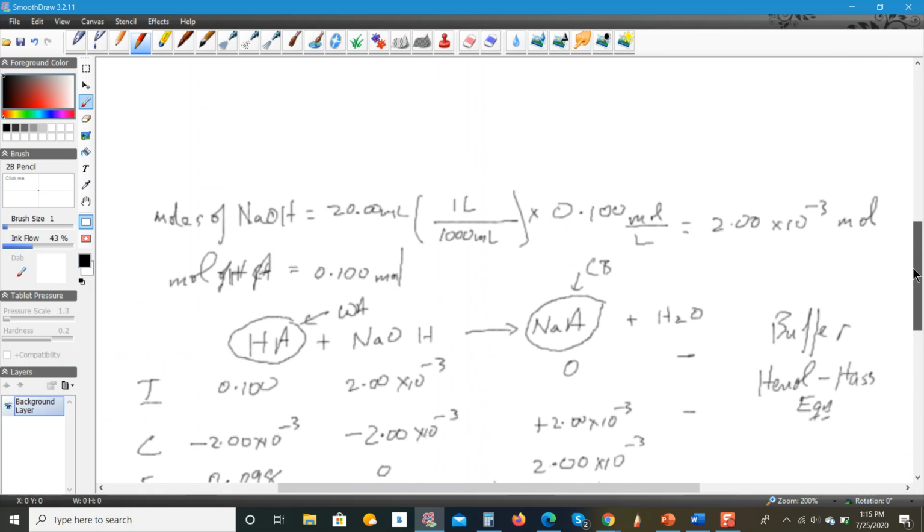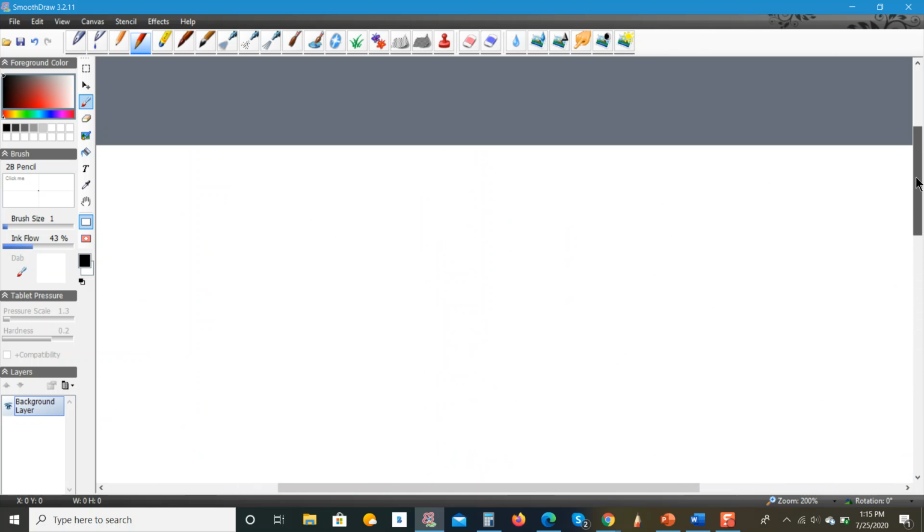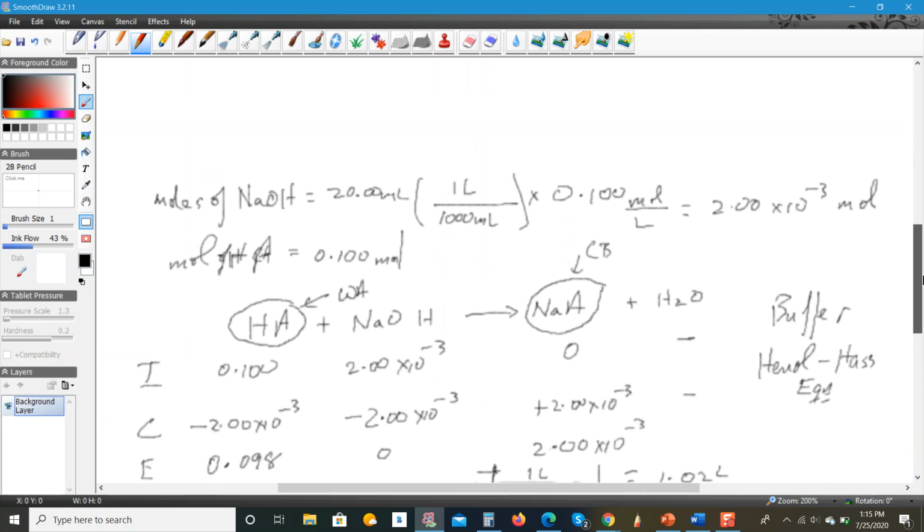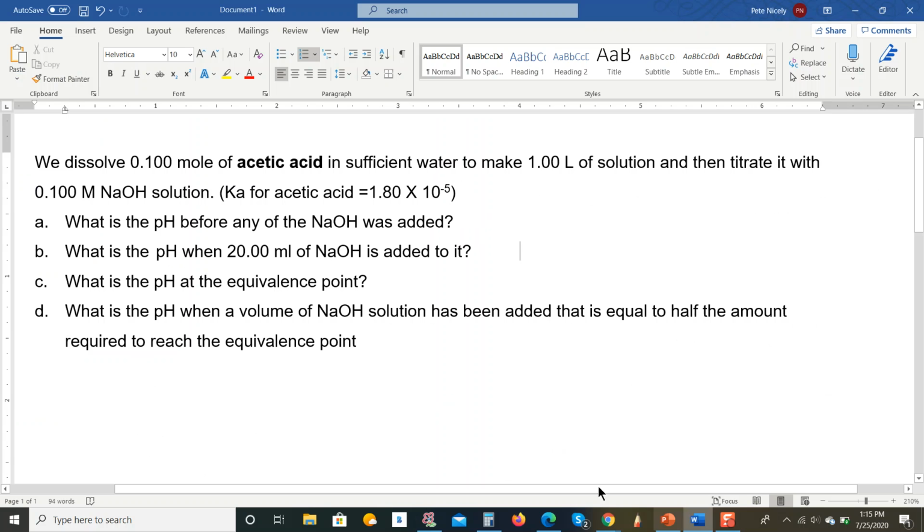All right, so that's basically how that problem would be done. And this is in fact the way you'd calculate the pH of any titration process before the equivalence point. All right, okay, so I'm going to stop here. The next question I'm going to do is what is the pH at the equivalence point. All right, okay, until next time.